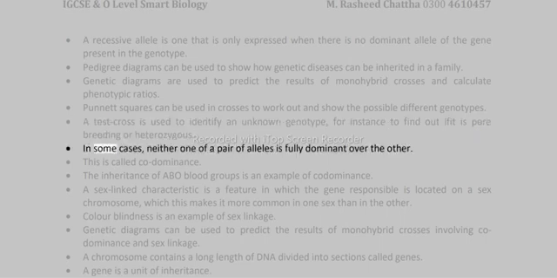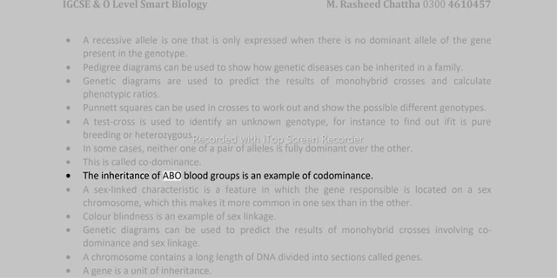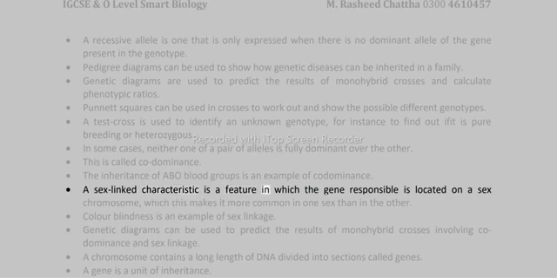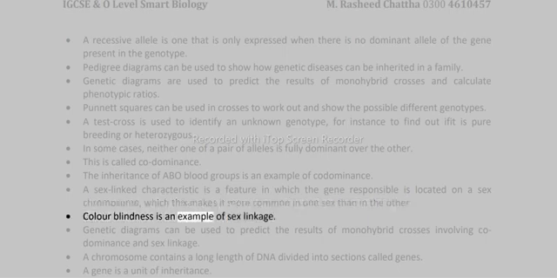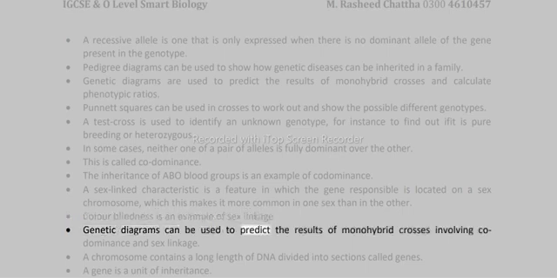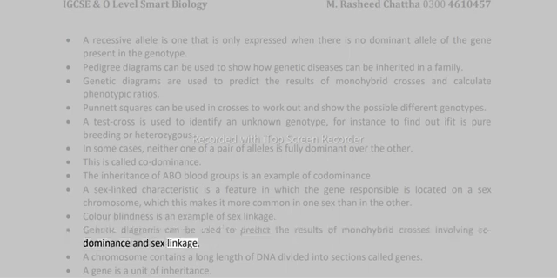In some cases, neither one of a pair of alleles is fully dominant over the other. This is called codominance. The inheritance of ABO blood groups is an example of codominance. A sex-linked characteristic is a feature in which the gene responsible is located on a sex chromosome, which makes it more common in one sex than in the other. Color blindness is an example of sex linkage. Genetic diagrams can be used to predict the results of monohybrid crosses involving codominance and sex linkage.